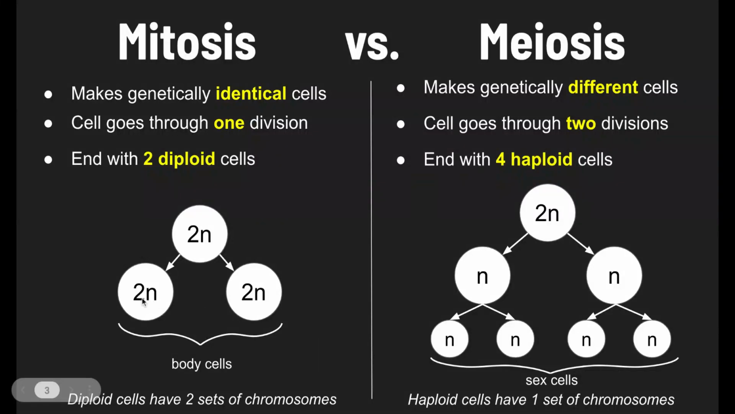So that's the significance of the 2N and the N that you see. Wherever you see 2N, that means there's two sets of chromosomes there. So this cell would be diploid, this cell would be diploid. But the cells that you see just an N written in, they only have one set of chromosomes in them.